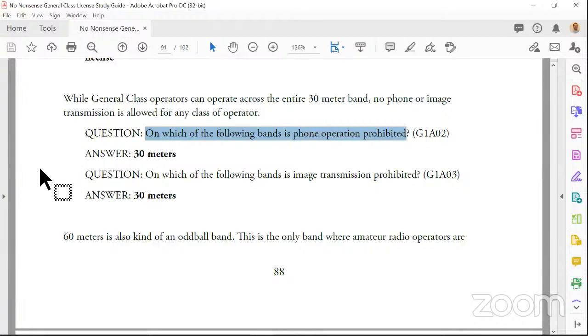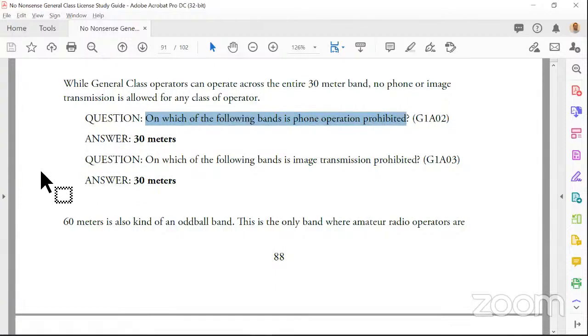All right, next question in the question pool. On which of the following bands is phone operation prohibited? So let's dissect this question. We learned the last session that we have some restrictions on the various bands, but they're asking us here about what band can we not speak on? Which of the bands, is it the 160-meter band, the 80-meter band, the 40-meter band, the 30-meter band, the 12, and so on? Which of the bands can you not talk on? You have to use some other mode other than phone operation or speech.